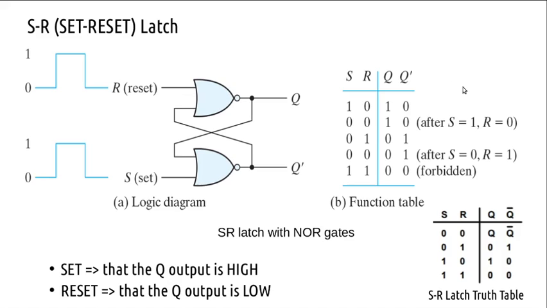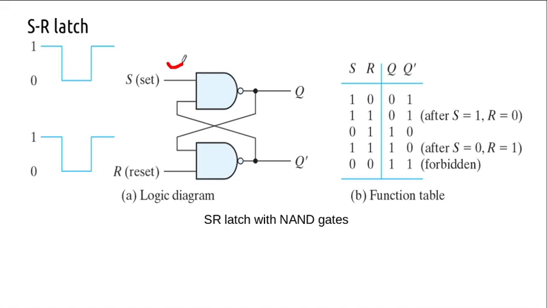I'll use the pen here. So assume that initially the output is high and this is 0, and in this initial condition set is 0 and reset is 0. So what happens? Output Q is 1. So this Q equals 1 is fed back to this point.